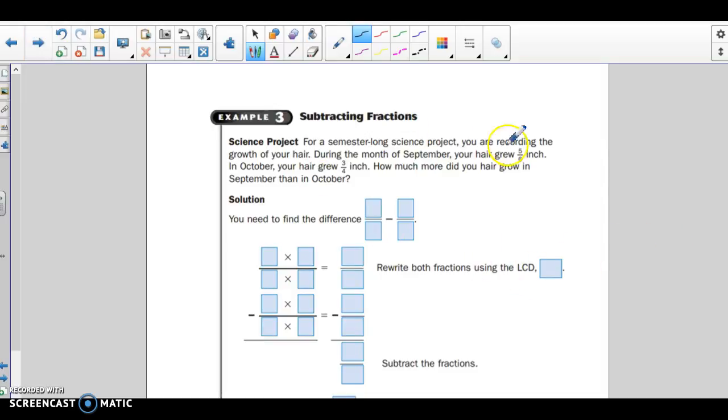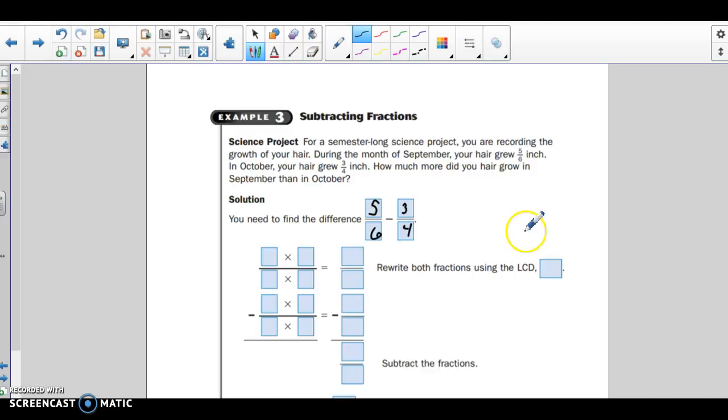All right, so we got another subtraction problem. We're recording the growth of your hair. During the first month, it's 5/6. During the next month, it's 3/4. So how much did it grow? We're looking for the difference between these two. So we need to subtract 3/4 from 5/6.